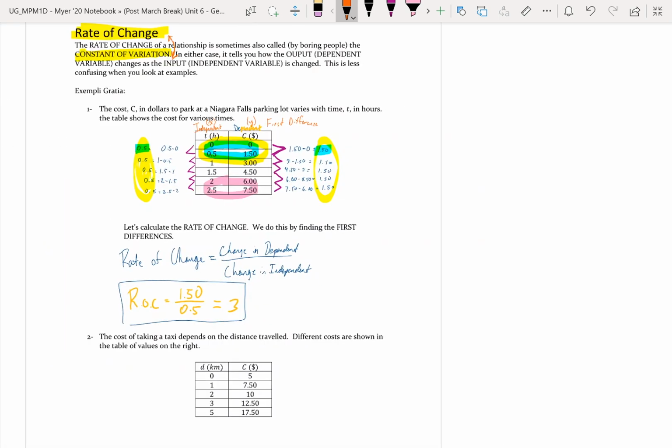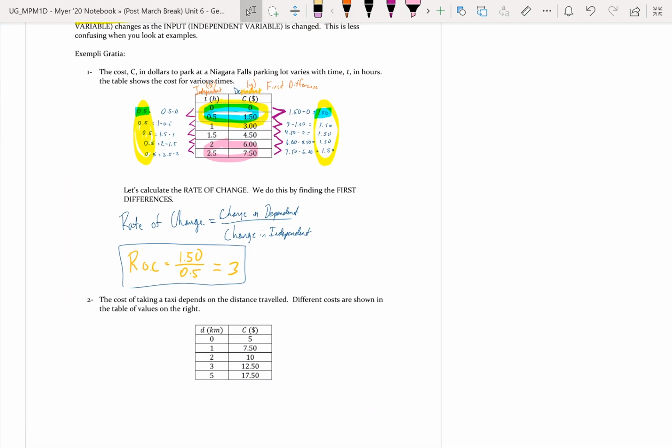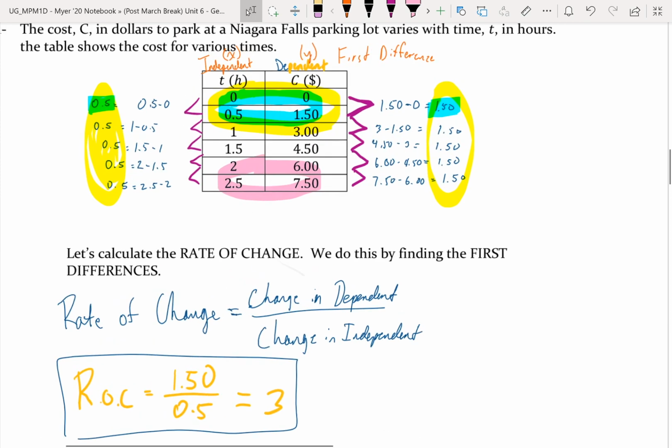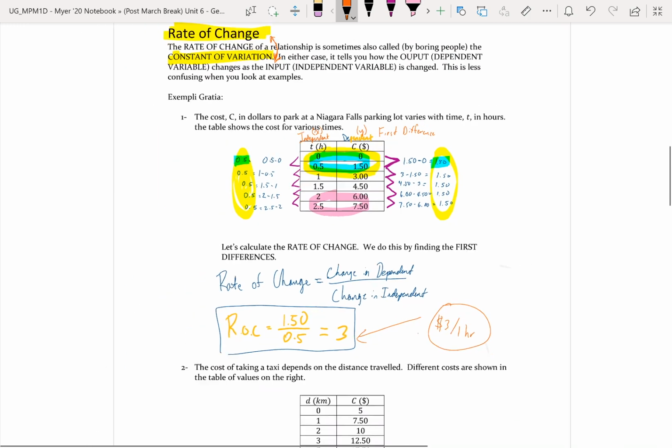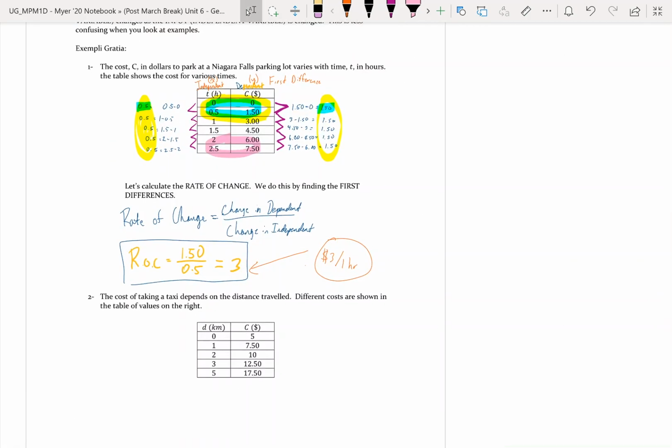All right, so the rate of change is easier to see because we're doing it per unit. So you'll notice that if you look in this graph, it changed by 1.5 for every half. Basically 3, where we're getting here, the value of 3 is for every 1. So it changes by $3 for every 1 hour, essentially. So we're getting a rate of basically $3 per 1 hour. That's what this means. All right, so that's going to be the cost for parking there.